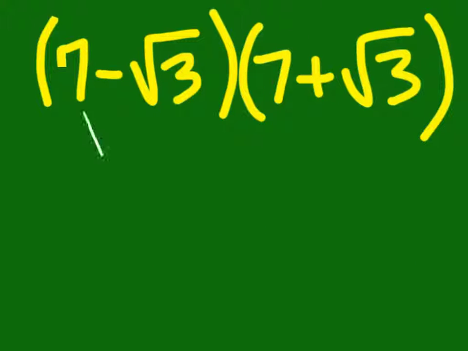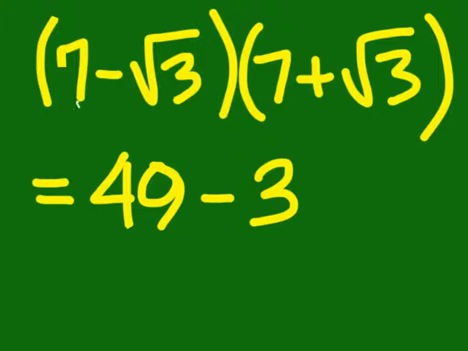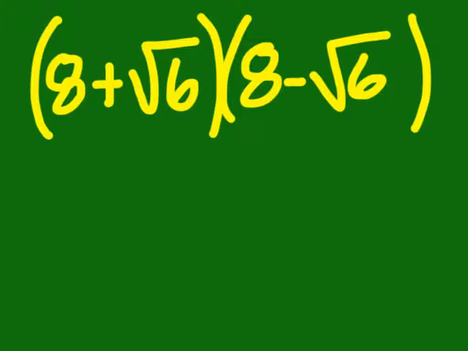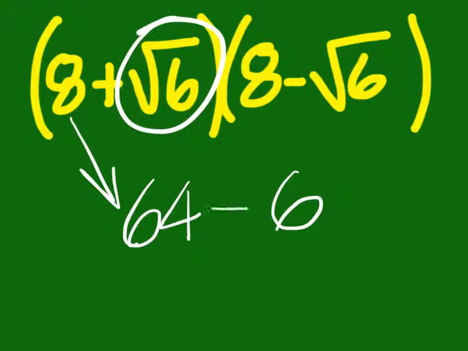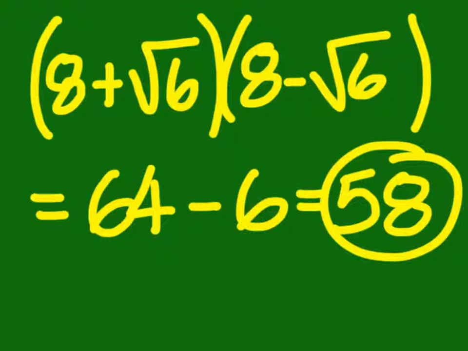If I had this one, what's 7 squared? 49. And what is this squared? 3. What sign in the middle? Minus. What's the answer? 46. 49 minus 3, that came from this squared, put a minus sign between the two, and you end up with 46. What is this squared? 54. And this squared? 6. Minus 6. What's the answer? 58. Remember, that came from this squared, you put a minus sign between the two, and you get a 58.